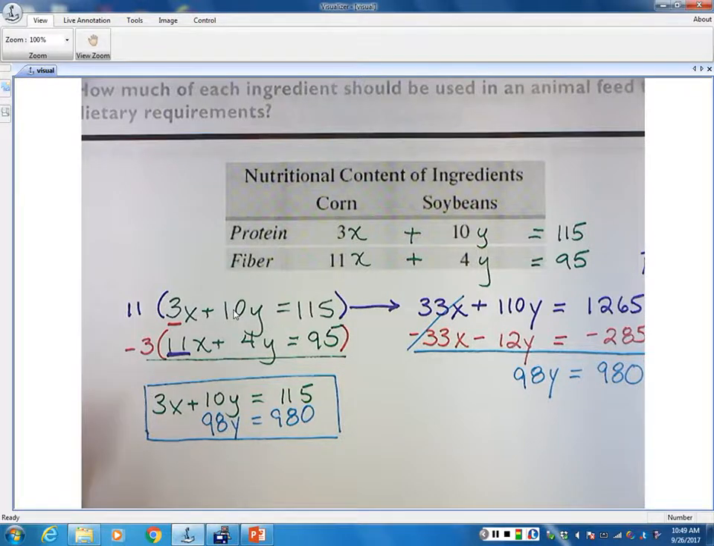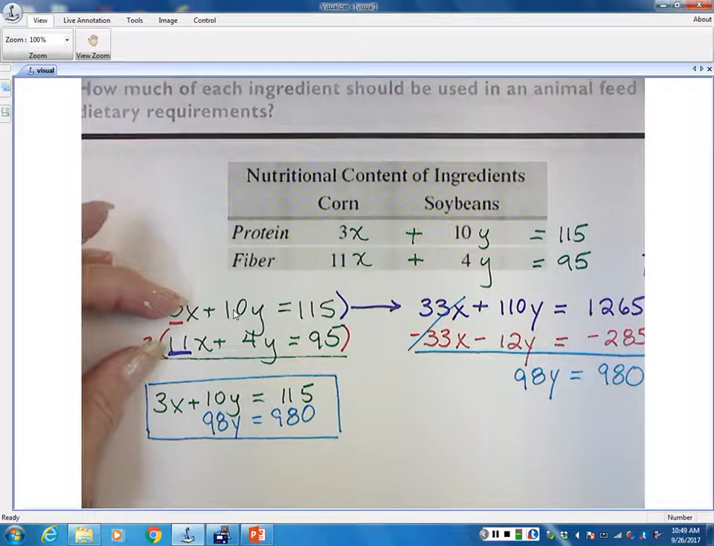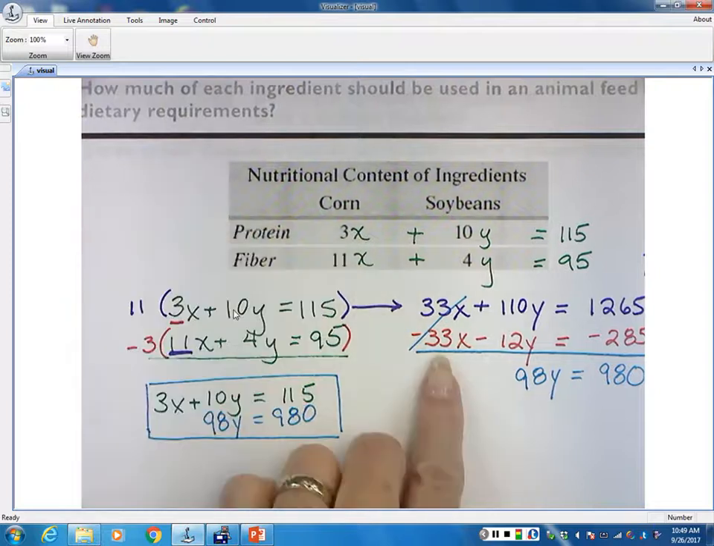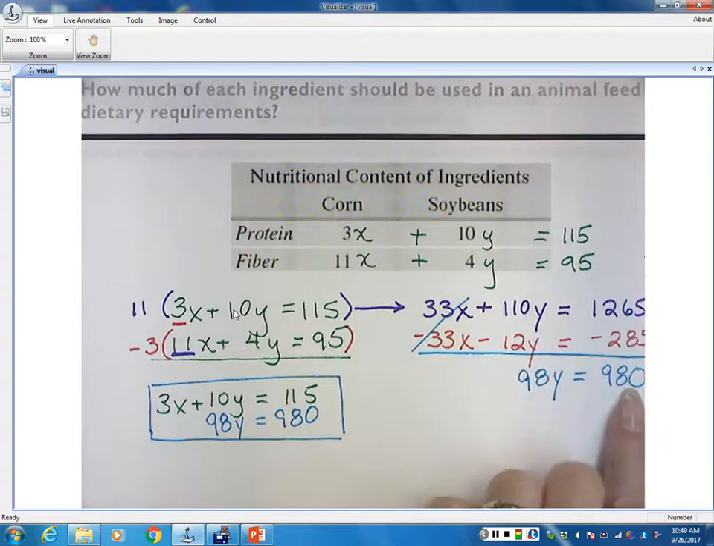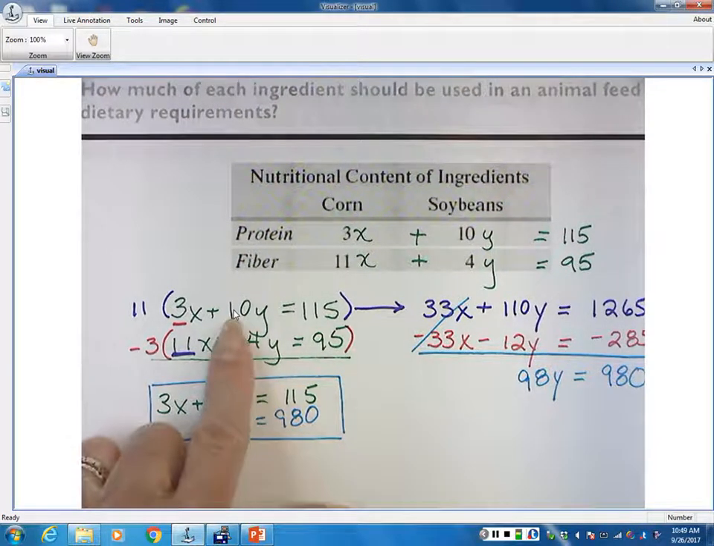Okay, so what we've done is we started with this original system. We've multiplied through both equations by a number that lets us kill off the x's. Then we add the remaining part of that equation together to get a new equation that will have the same solution as the original system.